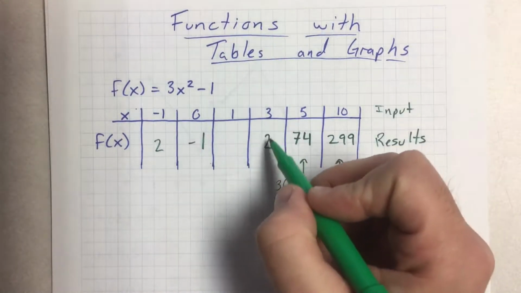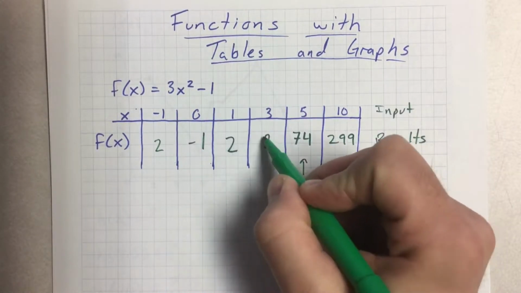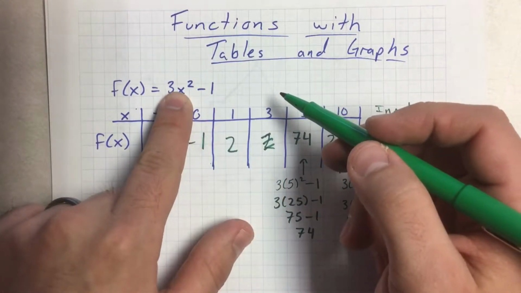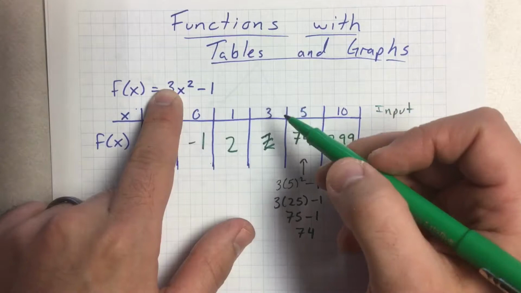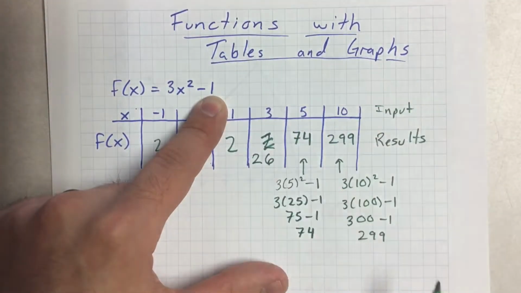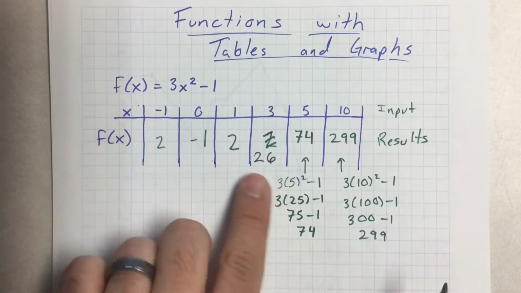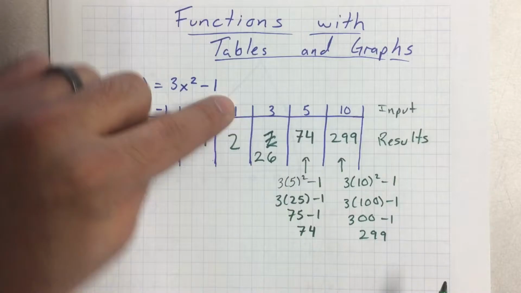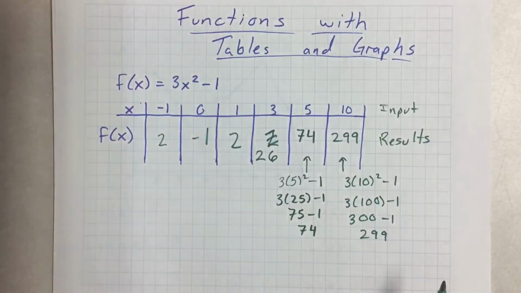I just realized I placed this 2 in the wrong spot, guys. My bad. So let's go back and do 3 again. 3 squared is 9, times 3 is 27, minus 1 is 26. You're probably wondering about that. So yeah, my bad. We fixed it. So when I input 1, we get 2. When I input 3, we get 26.